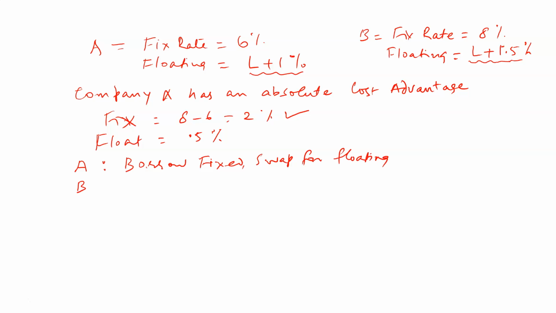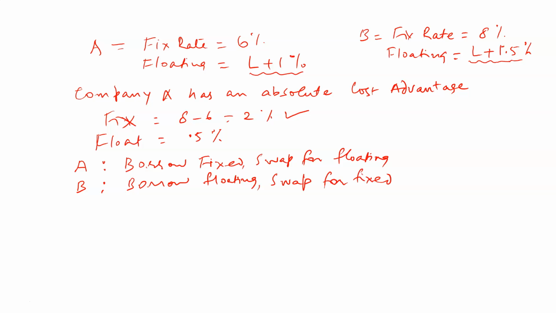Likewise, what should company B do? They will be doing the opposite. They have the least disadvantage in the floating rate market. So we are going to tell them to borrow floating, and then later on swap for fixed.